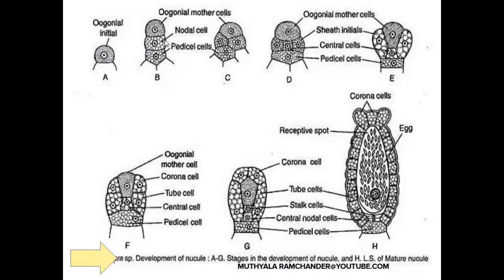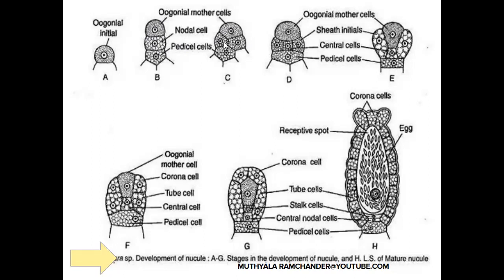And the middle cell acts as a nodal cell. It is also called the sheath initial cell, also called the tube initial cell. Above the nodal initial cell, the terminal cell is present. The terminal cell is called the oogonial mother cell. The oogonial mother cell also cannot participate in further divisions. It directly develops into the oogonium at the mature condition. But the middle cell participates in mitotic division to form 6 cells.